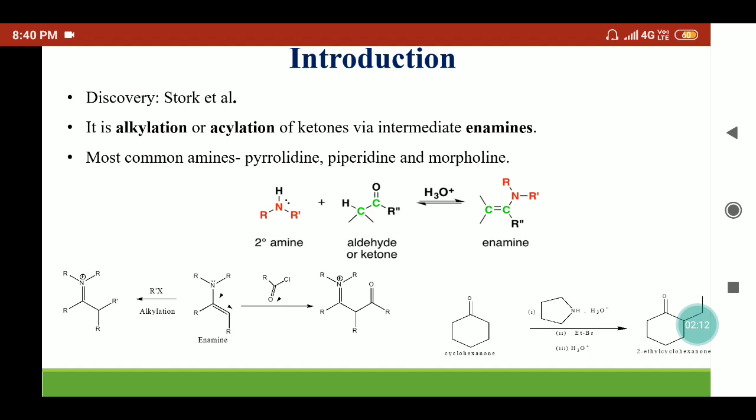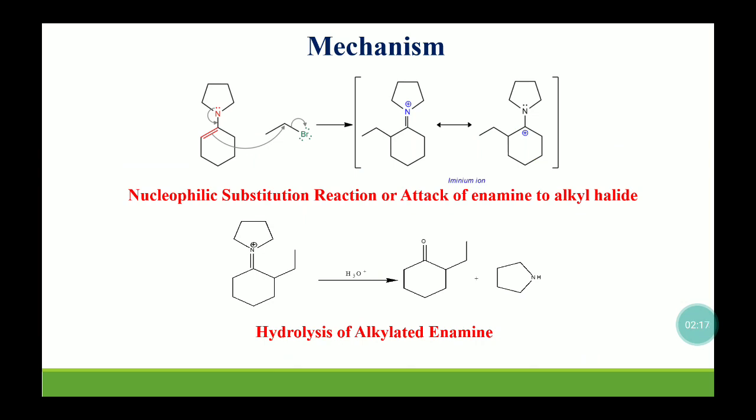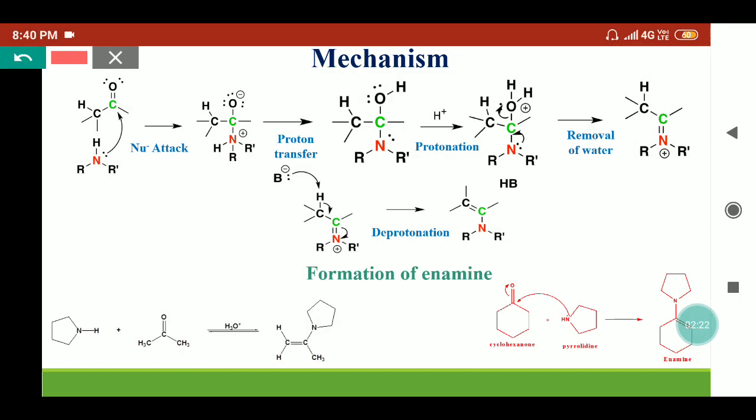Now coming to the mechanism part, the first step is the formation of enamine. So how can enamines be formed? As I have told, there will be addition of the amine to a carbonyl compound which contains an alpha hydrogen. So here the nucleophilic attack will take place. Nitrogen has a lone pair, so it can attack the carbonyl carbon which has an electrophilic property. So the bond formation will take place between the carbonyl carbon and the nitrogen of the amine.